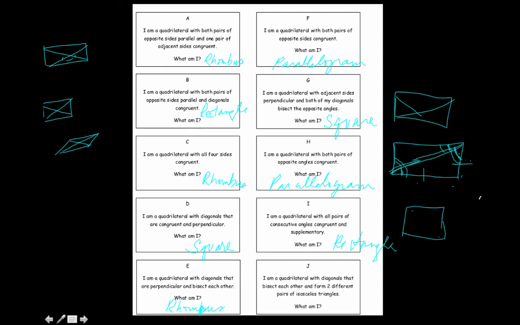We haven't even gotten to trapezoids yet, but in a trapezoid, they wouldn't always be congruent, but you could have some of them be. And diagonals that bisect each other and form isosceles triangles. So diagonals that bisect each other gives you a parallelogram. But if you end up with a bunch of isosceles triangles, meaning this is the same as this, then it's a rectangle.